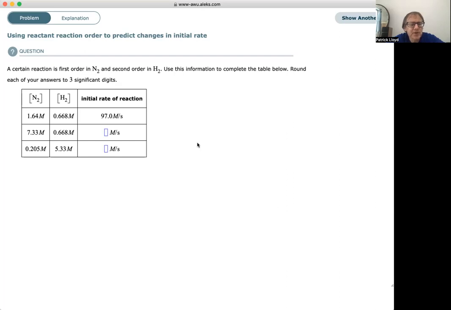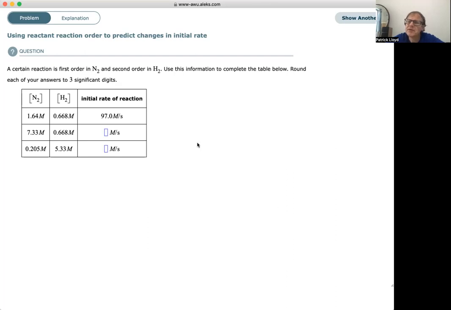In the second experiment, we put in different concentrations of N2, 7.33 molar, and the same concentration of H2, 0.668 molar. Then we're asked to determine the rate of the reaction. In the third experiment, both concentrations have been changed. The N2 is 0.205 molar and the H2 is 5.33 molar. The initial rate, again, is unknown, and that's what we're trying to determine.